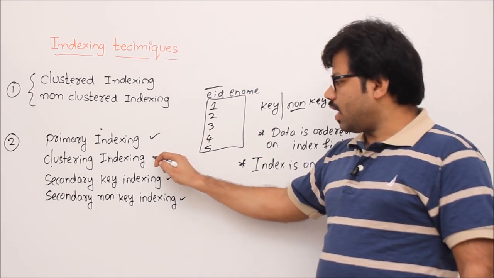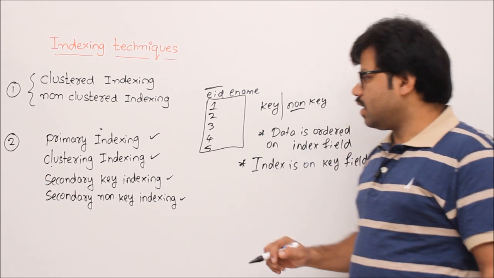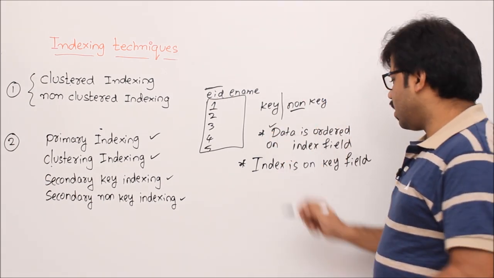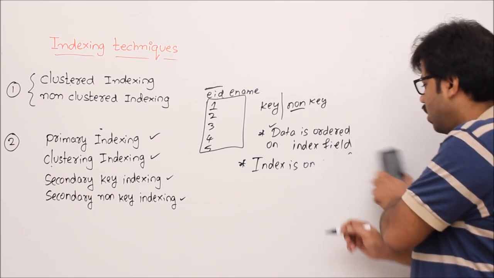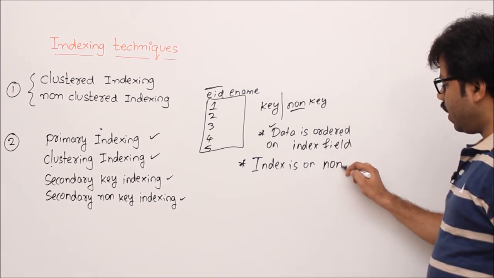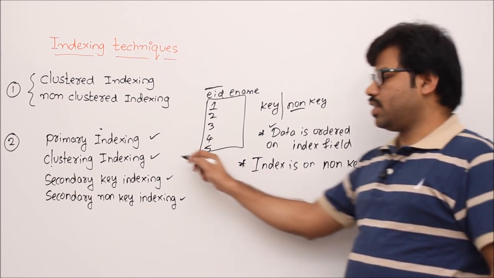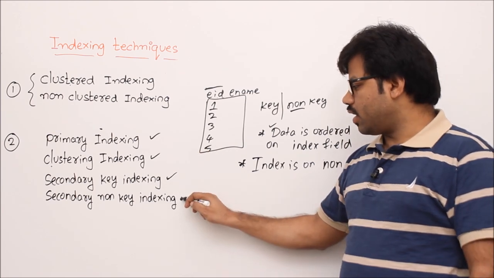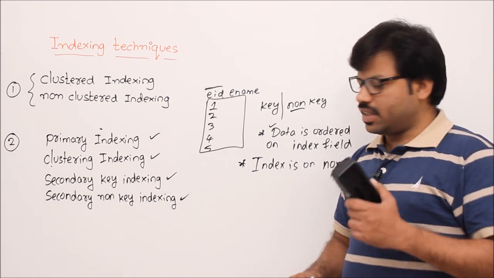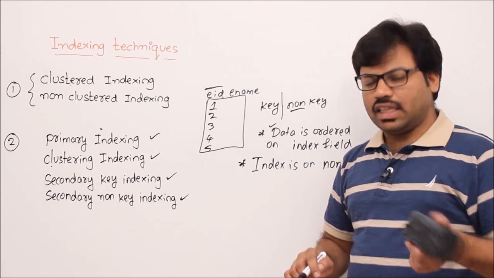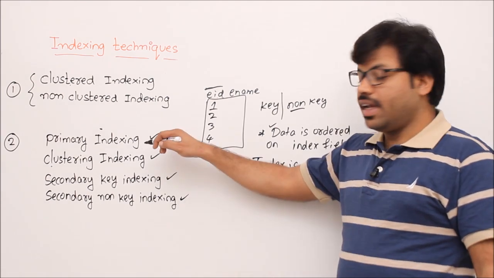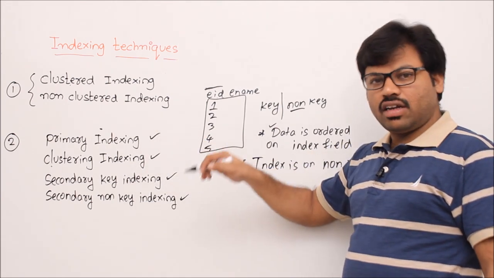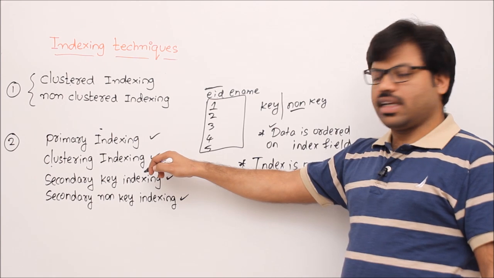Now we'll see the second one, clustering indexing. In clustering indexing, the idea is the same. Data is ordered on the index field, so that is compulsory. But here the index is on a non-key field. That is called clustered indexing, otherwise clustering indexing. Now we'll see secondary key indexing and secondary non-key indexing. Slowly you are realizing that indexing can be on a key or a non-key, right? If the index is on a key and data is ordered, primary indexing. If the index is on a non-key but data is ordered, then clustering indexing.